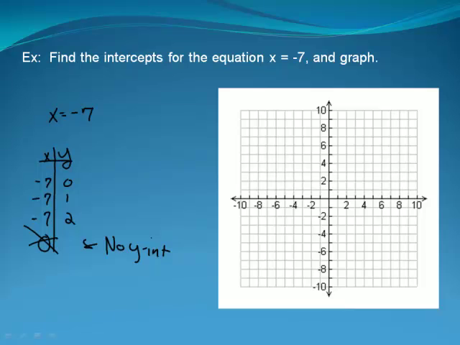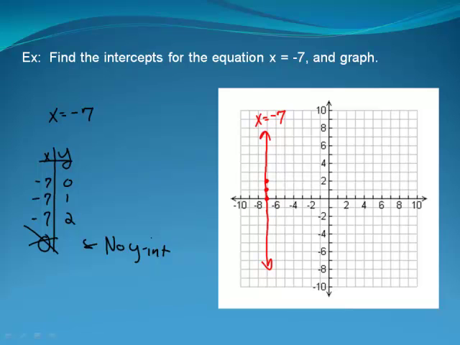So let's graph those points and see if that's true. If we graph -7, 0, that's 7 to the left and 0 up or down. If we graph -7, 1, that's 7 to the left and 1 up. And if we graph -7, 2, that's 7 to the left and 2 up. All right, draw that in. We've got that vertical line, which we expect when we're missing a y variable.